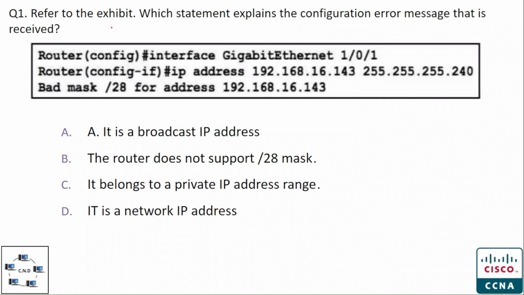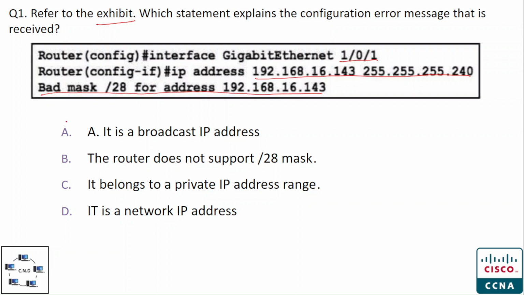Question number 1. Refer to the exhibit. Which statement explains the configuration error message that is received? So we have this exhibit here. We can see that this configuration tries to give an IP address to this interface, and this is the IP address and the subnet mask that it tries to assign to this interface, but we are receiving this error message. So what is the cause of this error message?